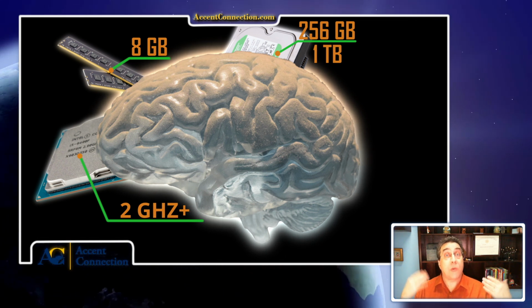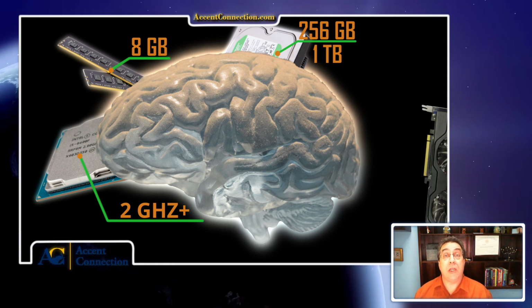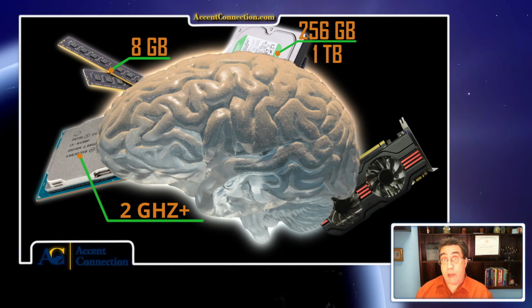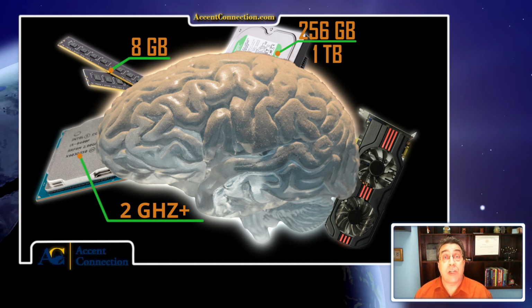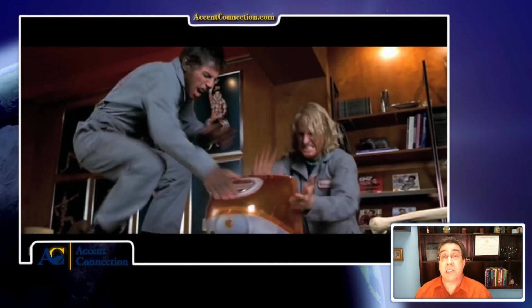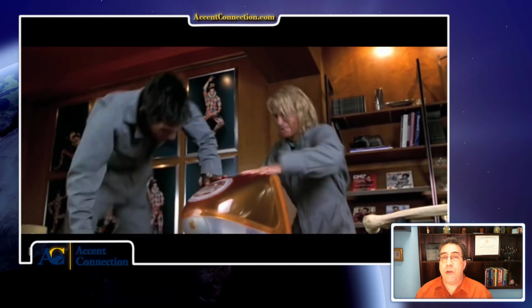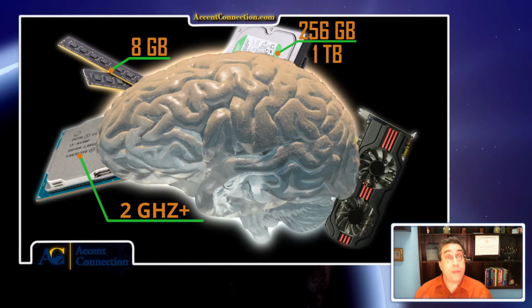Which brings us to our last part, the GPU, or Graphics Processing Unit. The GPU is like the occipital lobe of our brain. It does all of the visualization work. It takes the information from the CPU and displays it on the screen so that we can see it. Some CPUs have integrated GPUs, which means that the scientists built the GPU right into the CPU chip. This is fine, but what's better is a dedicated GPU.